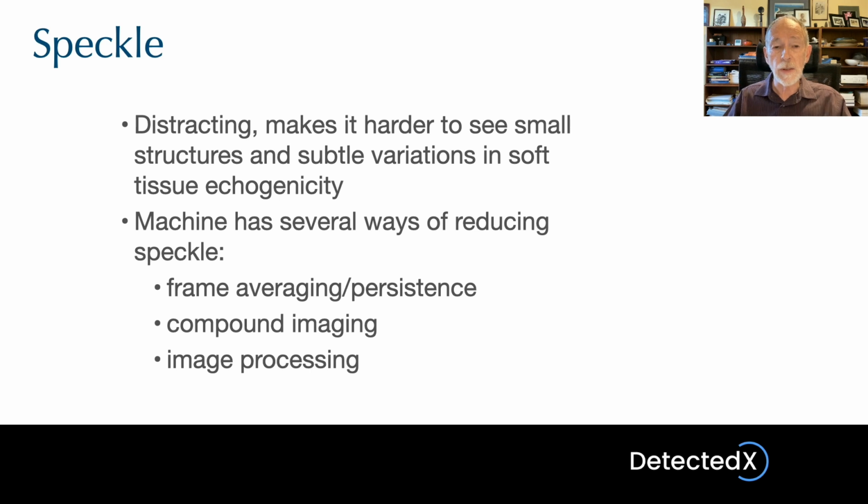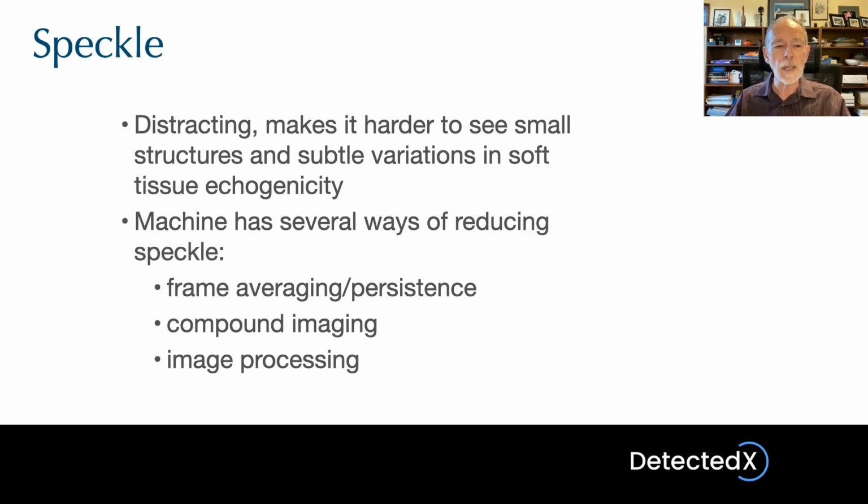The last artifact associated with the beam is a little different, and I've discussed it before. This is speckle. It's the texture of the soft tissue in the image caused by the random combination of many scattered echoes coming from that soft tissue. It's distracting to the eye, and that makes it harder to see subtle variations in the average echo strength within soft tissues. So if you're looking for areas of abnormal tissue, the presence of the speckle can make it harder for you to see them.